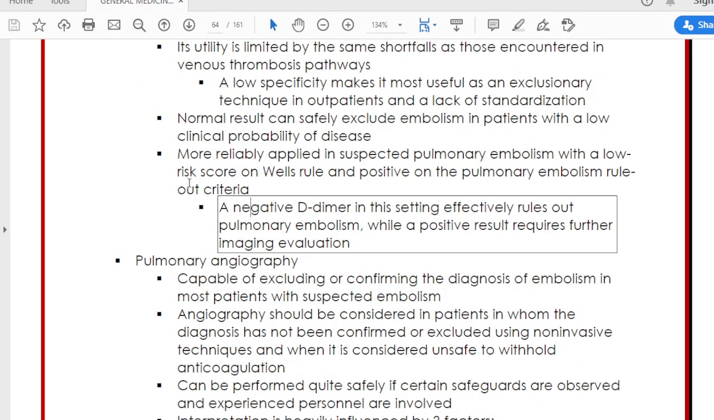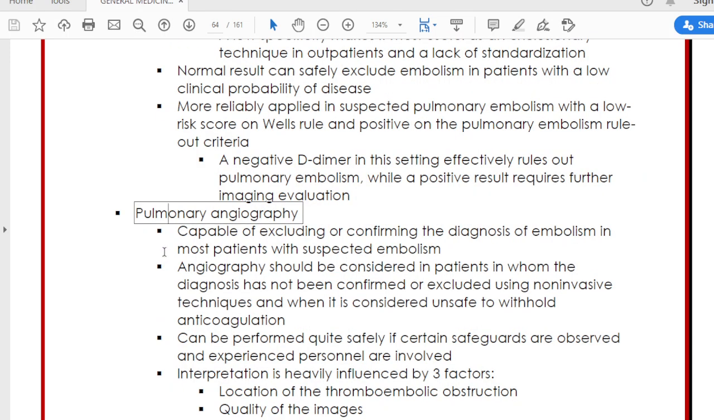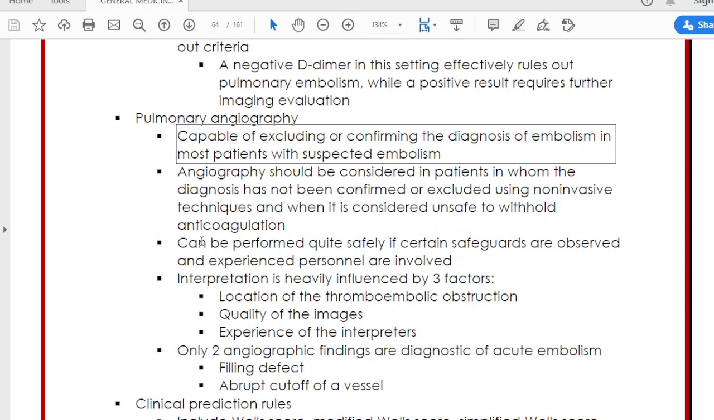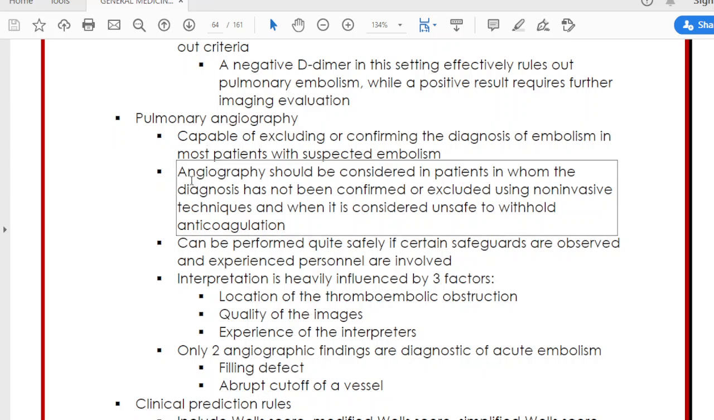A negative D-dimer in this setting effectively rules out pulmonary embolism, while a positive result requires further imaging evaluation. Pulmonary angiography is capable of excluding or confirming the diagnosis of embolism in most patients with suspected embolism. Angiography should be considered in patients in whom the diagnosis has not been confirmed or excluded using non-invasive techniques, and when it is considered unsafe to withhold anticoagulation.